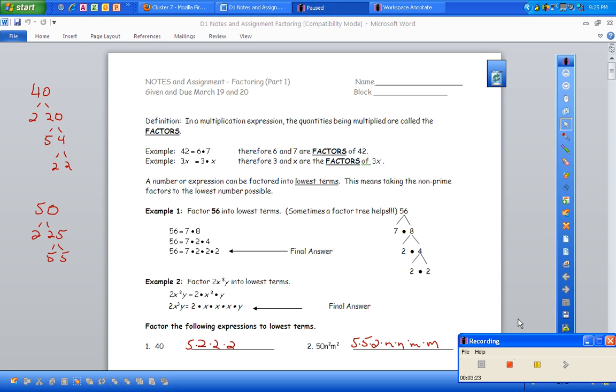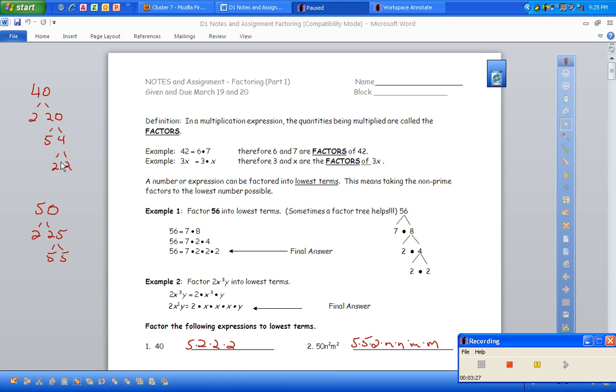So what you should have ended up with is this right here. 40 is 5 times 2 times 2 times 2. 5 times 2, 10 times 2, 20 times 2, 40. And those are the basic factors of the number 40.